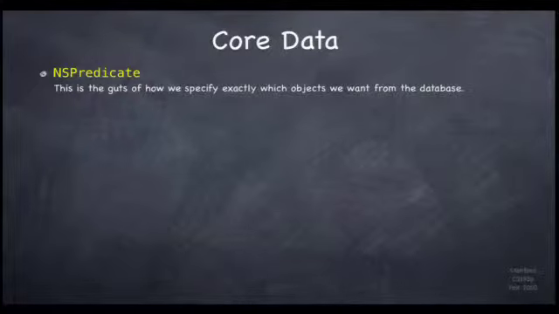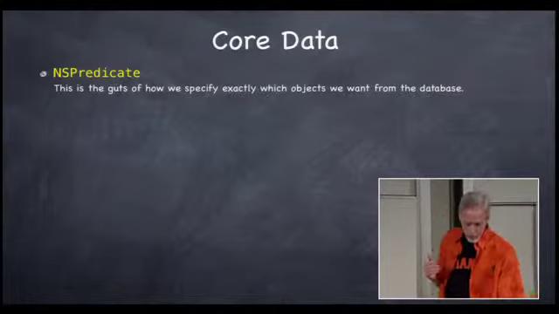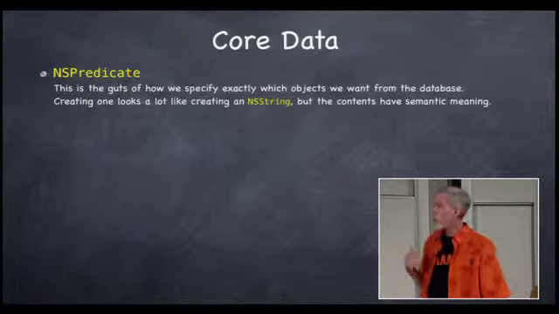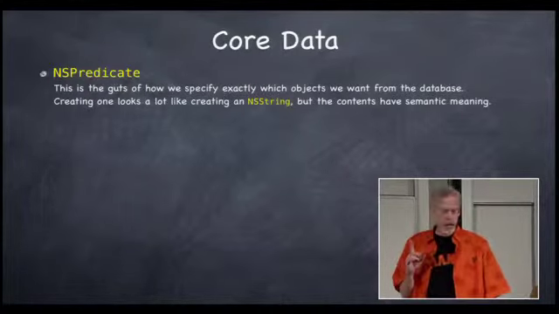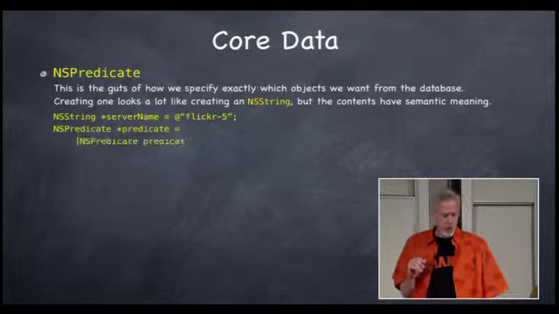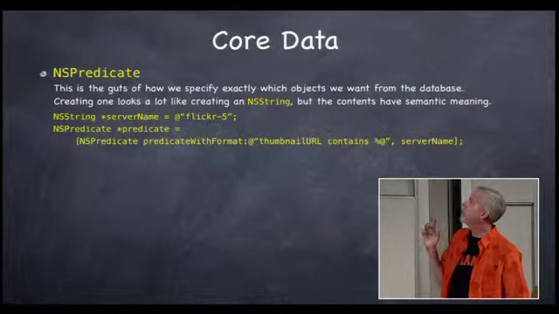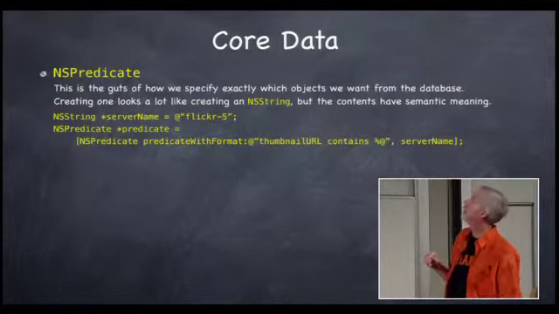So this is really the guts of the fetch request. This is really the thing that says which particular objects you want. Creating one looks a lot like creating an NSString. For example, there's this predicateWithFormat colon, it's got a format string, which kind of looks like an NSString's format string.